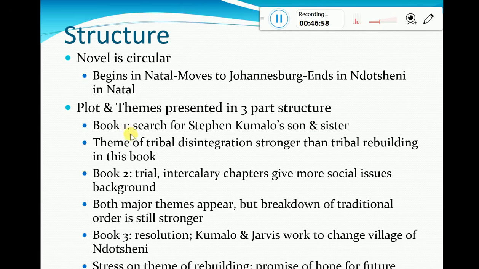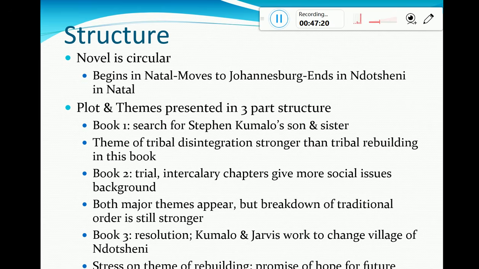Now, plot and themes are presented in a three-part structure. Book 1, the search for Stephen Kumalo's son and sister as well as brother. The theme of tribal disintegration is stronger than tribal rebuilding in this book. So in book 1, we get to explore the theme of broken families and tribal disintegration, especially where John Kumalo states that he does not see the need of a rural life anymore.